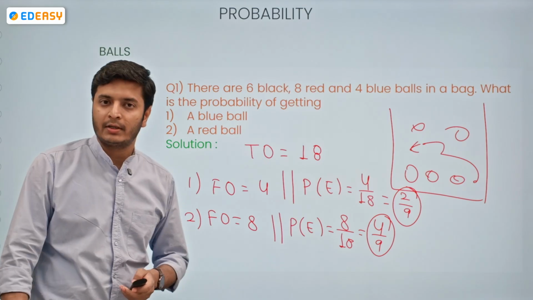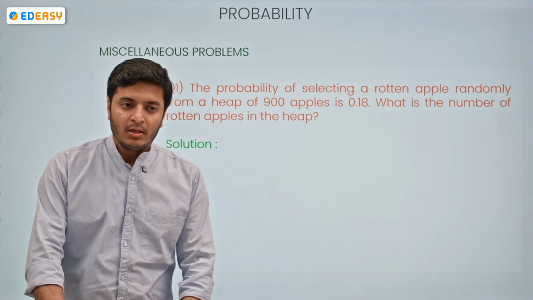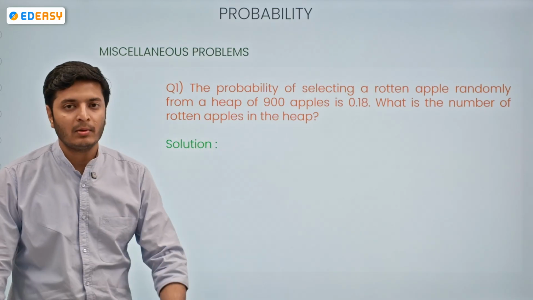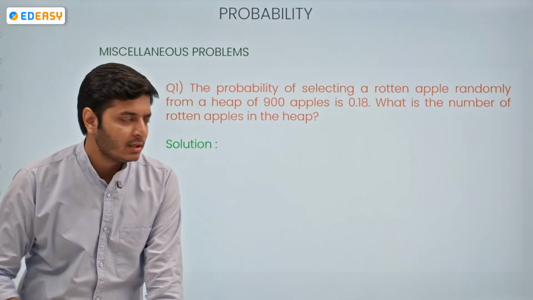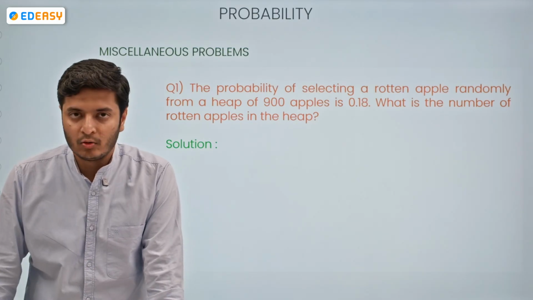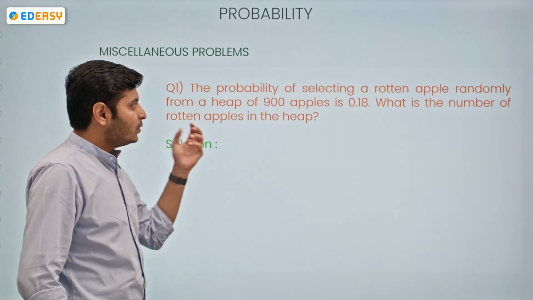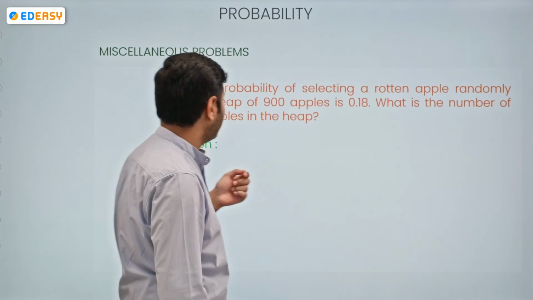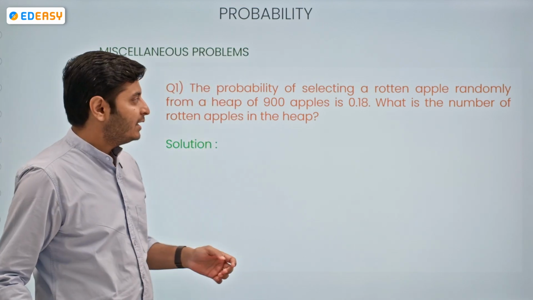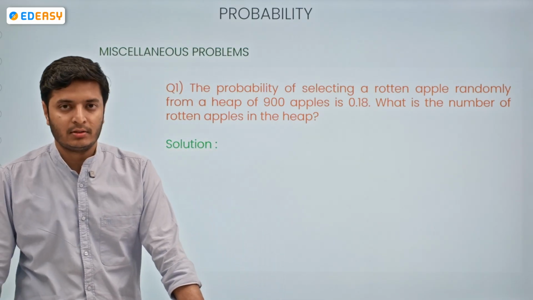That is your probability. Now, next type is miscellaneous problems. Most of the time you will be getting this type of problem in your exam. The previous problems are just to give you an idea how to find the probability, but this is the main crux now. The probability of selecting a rotten apple randomly from a heap of 900 apples is 0.18. And let me tell you one more thing: this problem did appear in the board exams once.